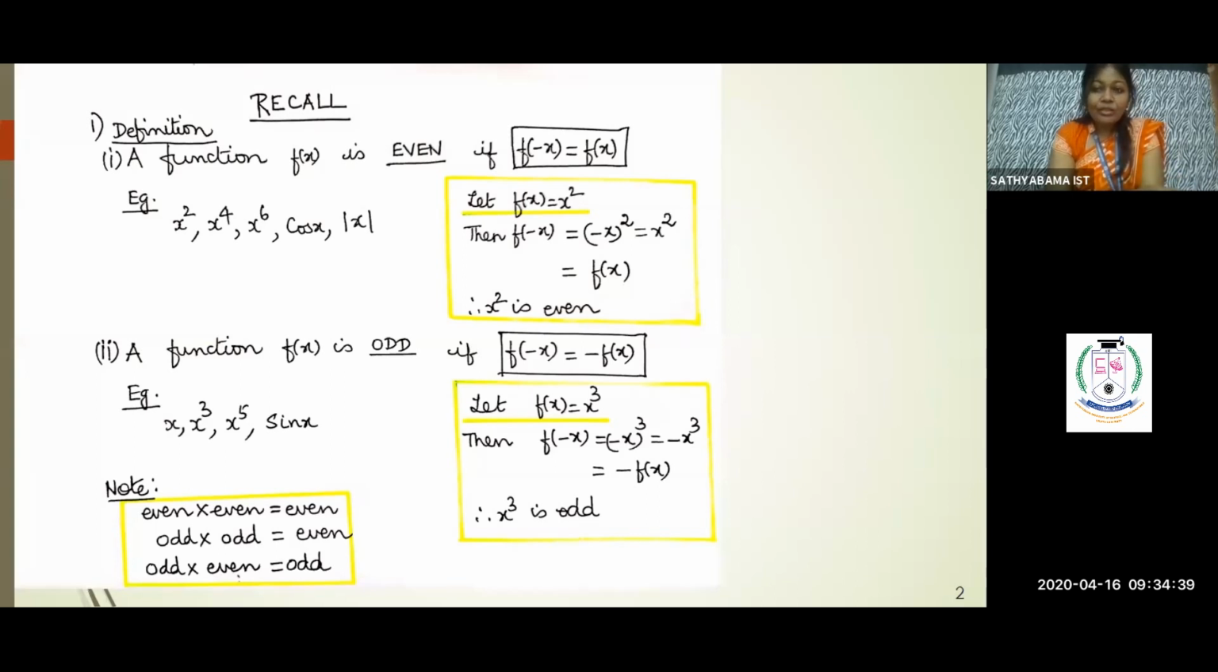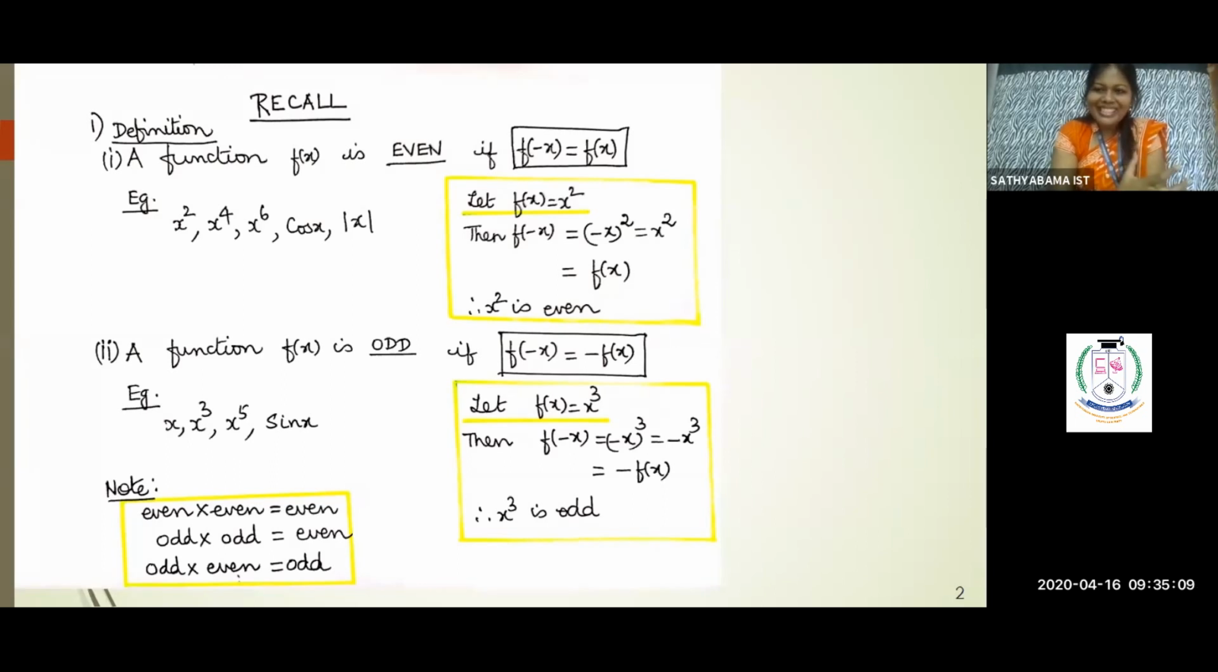Now, this is a very important note that I've highlighted in yellow, so I want you to go through that. It says, any even function multiplied with an even function gives you an even function again. Similarly, odd into odd gives you even again. But odd into even or even into odd always gives you an odd function. So I want you to remember this note. We'll be using this in problems.